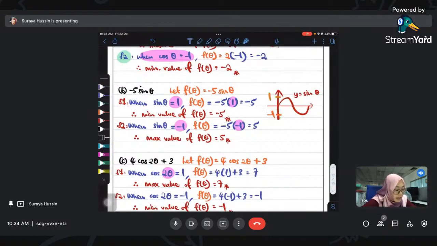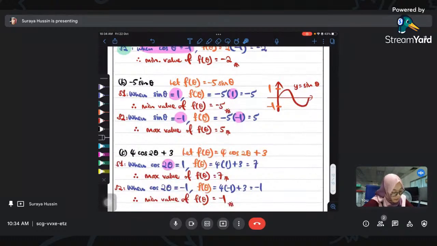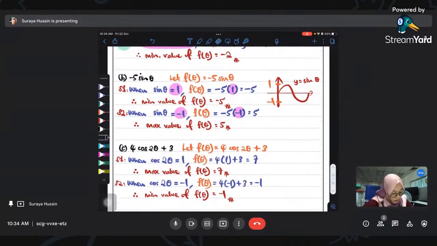Okay, you tak percaya, you pergilah cari kat Google. Whatever angle here, the maximum of the sine and the minimum of the sine memang satu dan negatif satu. So you have to use it. Just use it. Don't be afraid. Buat statement dulu dan masukkan nilai satu ke dalam function. Okay, step kedua, buat statement dulu.